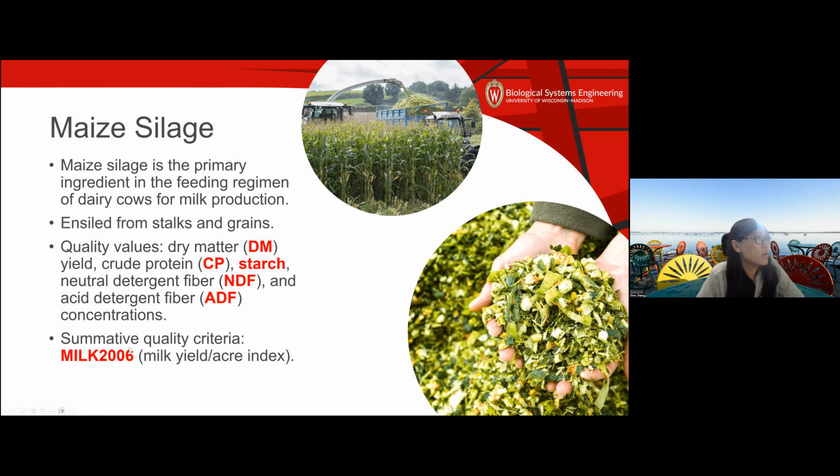So at the end, because phenotyping is used to support breeding purposes, we want to select the breeding line, the variety, that can generate the highest quality. So we have a summative quality criterion. We use this formula to calculate something called Milk 2006, because this was developed in that year. And then we combine all these quality values, CP, NDF, in this equation, and then rank the numbers we get, then select probably the top 10 or very top varieties.